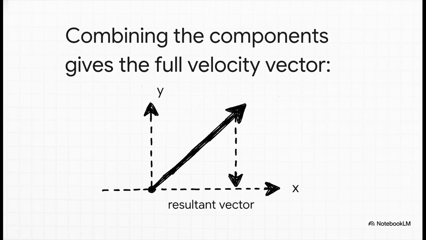We use the unit vectors i and j as little labels for the x and y directions. And there it is, the complete velocity vector as a function of time. This thing tells us everything, both the speed and the direction of our particle at any moment.